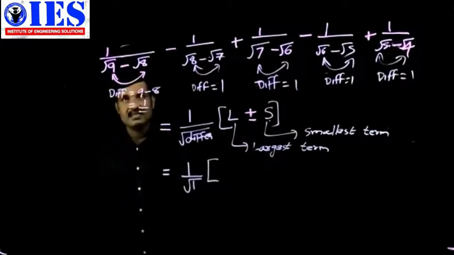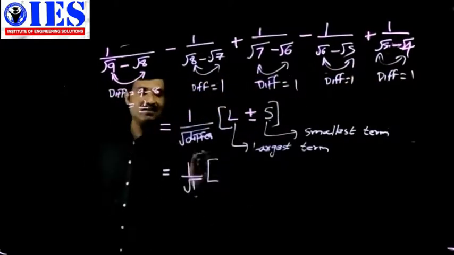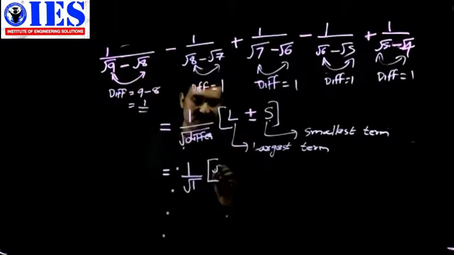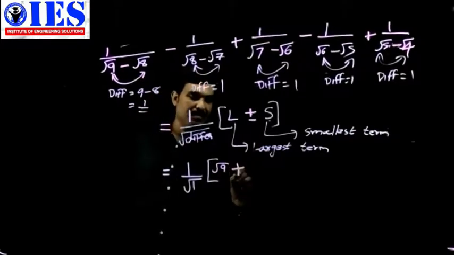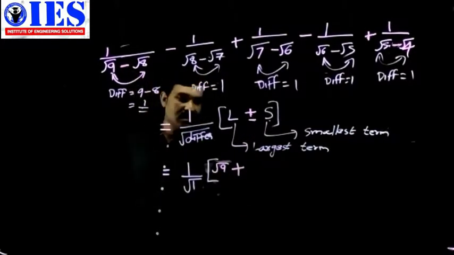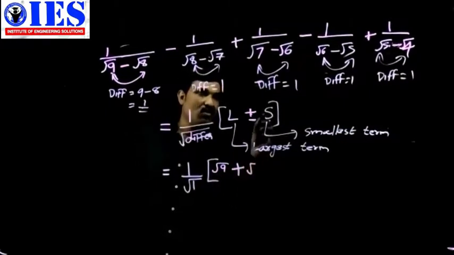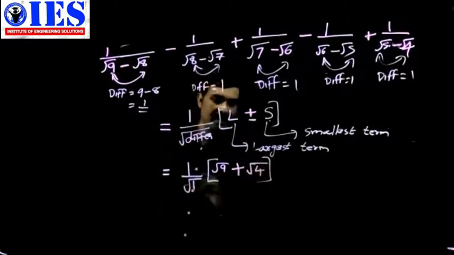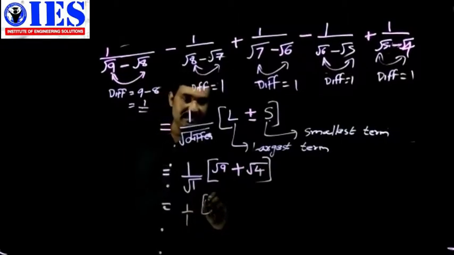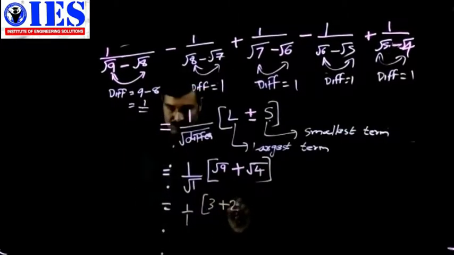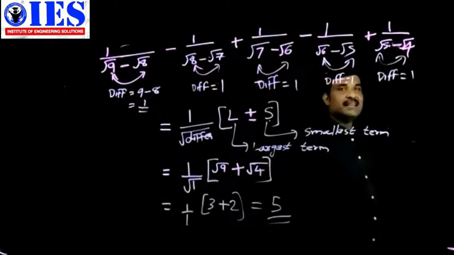So we can write the largest term, this is 9. The smallest term is 4. Here root 9 and root 4. So the largest term is root 9. Minus is here, so we are adding plus here. Suppose this is minus, we are replacing this plus by minus. Into plus the smallest term, that is square root of 4. Right. So this is equal to square root of 1, that's 1 by 1 multiplied by 3 plus 2. This is equal to 5. So the answer of this expression is equal to 5.